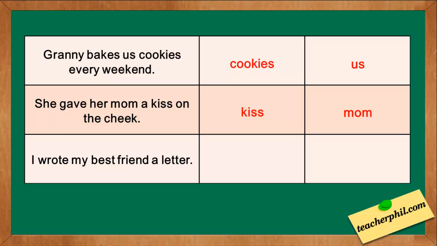What is the direct object here? The answer is the letter. And the indirect object is my best friend. Did you get them right?